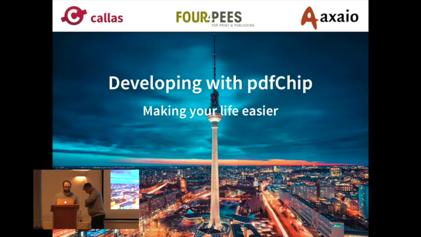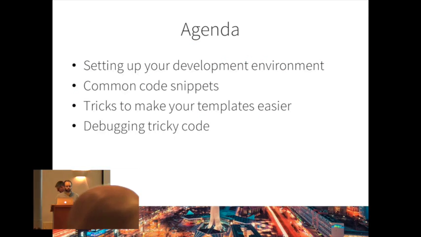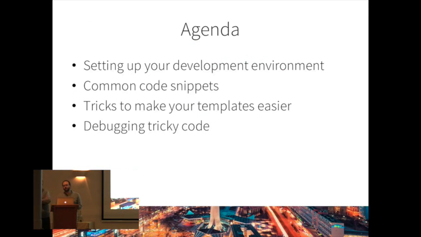This is developing with pdfChip, and we have four topics. Both of us are going to do two of those to keep it interesting. We're doing different ones, it's not a repeat of the same topic. We're going to talk a little bit about development environments, then something about snippets, that's Olaf's topic. Then templates and how to make your life a little easier, and then debugging tricky code.